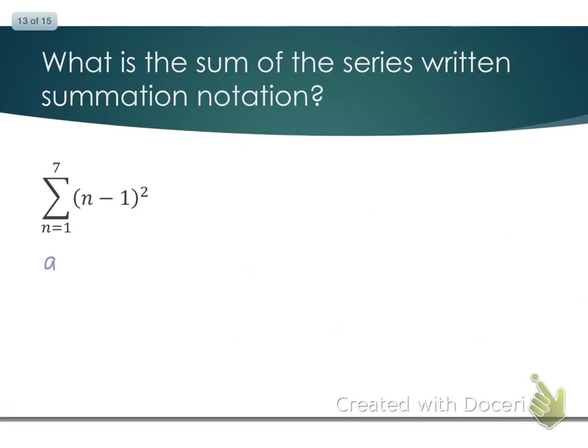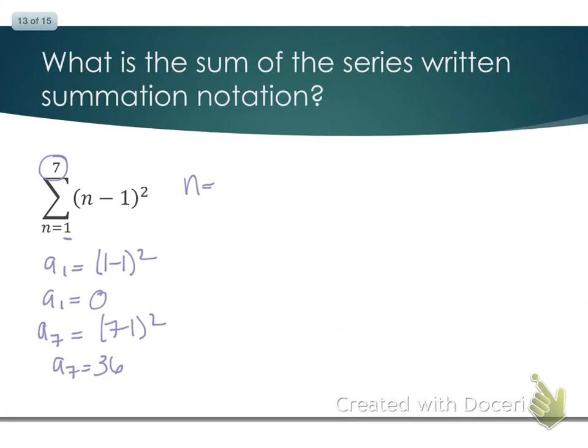Okay, so to find a sub 1, it looks like we're starting at 1 again. So I'm doing 1 minus 1 squared. 1 minus 1 is 0, 0 squared is 0, and then my last one I'm hitting at 7. So I do 7 minus 1 squared. 7 minus 1 is 6, 6 squared is 36, and then I'm going from 1 to 7, so there are 7 terms.